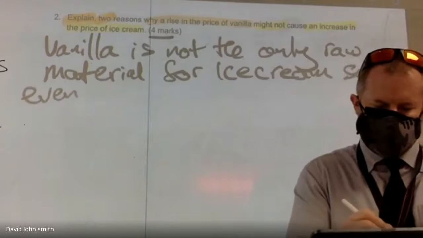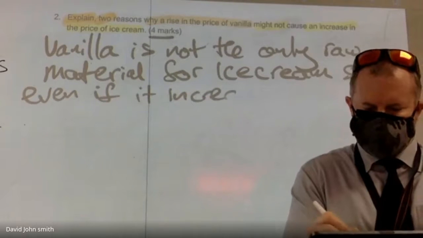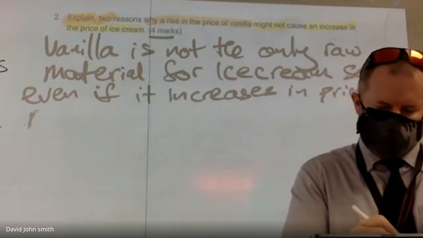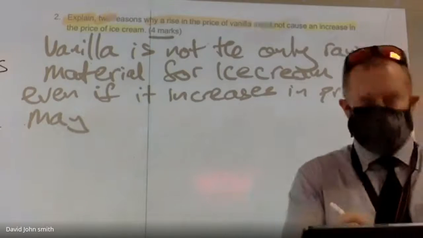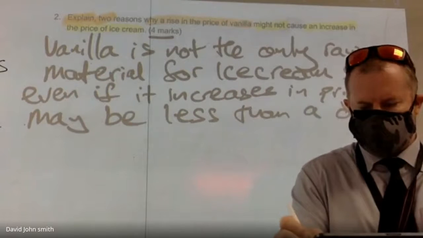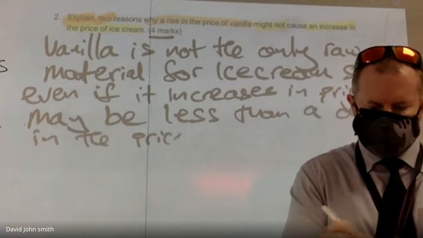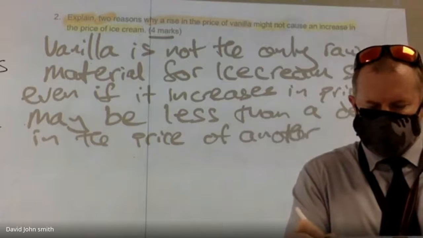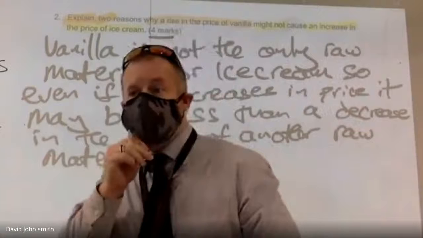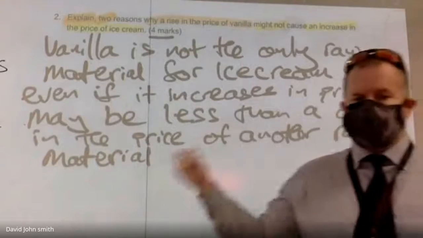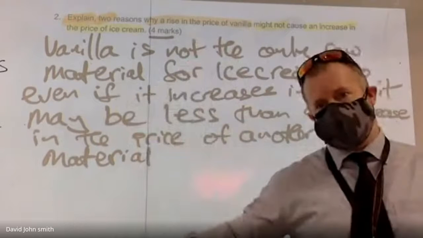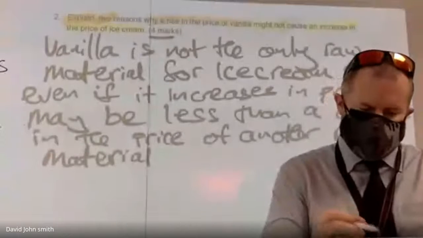So even if it increases in price, there may be a decrease in the price of another raw material. I don't know, sugar, whatever else is in ice cream. So vanilla is only one of the ingredients, so even if it is increasing in price, you don't know what's happening to the other ingredients, that might be decreasing. So even though vanilla has gone up, it may not necessarily mean the price of ice cream goes up. You're asked for 2, so that would be 1.